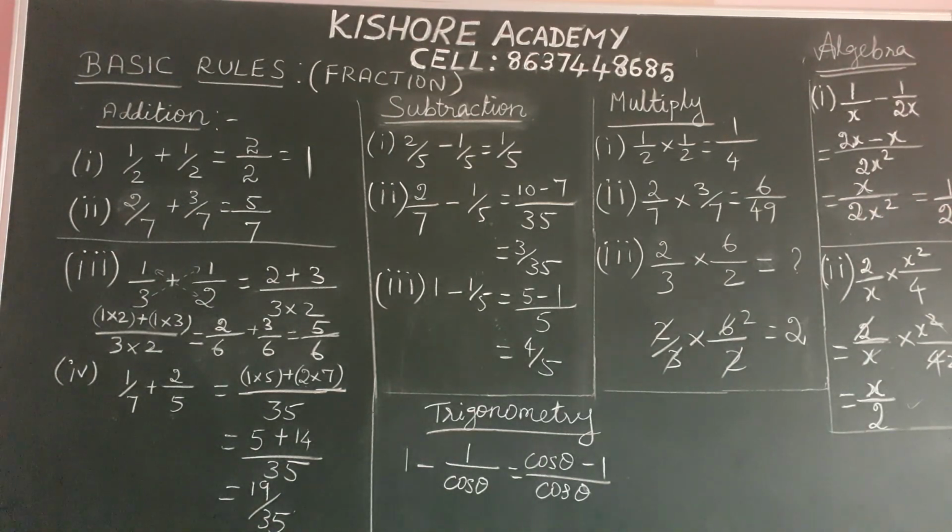Another sum. So we are going to multiply two times. Multiply these two times. 2 is cancelled with 4, so 2, and x is cancelled with x square, which gives x. So the answer is x by 2.